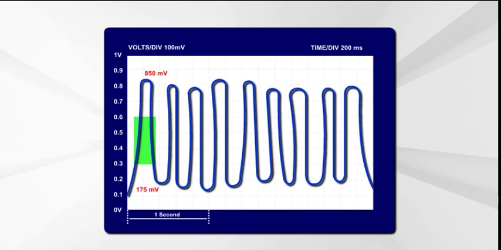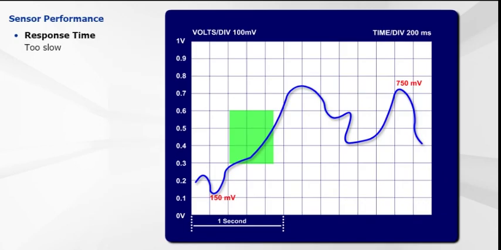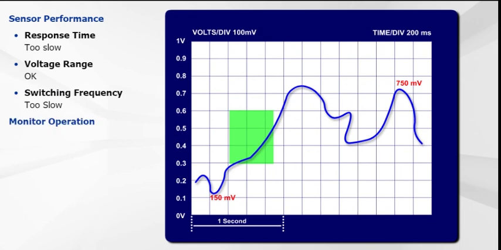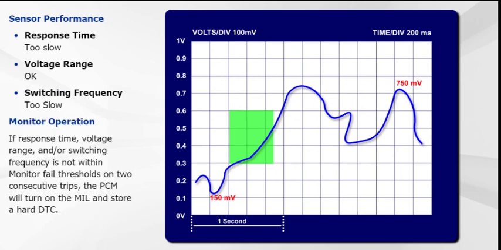The O2 monitor also keeps track of sensor voltages and switching frequency, or crosscounts. During normal closed-loop operation, a good upstream sensor will produce a voltage that rises above 600 millivolts when the mixture is rich and drops below 300 millivolts when the mixture is lean. The voltage will also switch between these extremes 5 times per second or more. If response time, voltage range, and/or switching frequency are not within monitor fail thresholds on 2 consecutive trips, the PCM determines sensor performance has fallen off and will turn on the MIL and store a hard DTC.